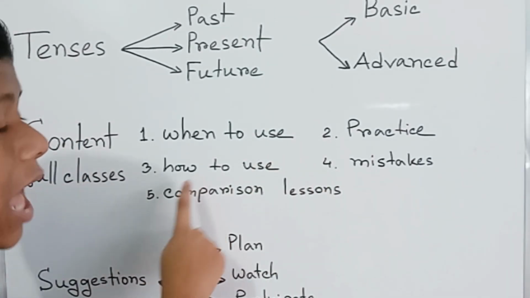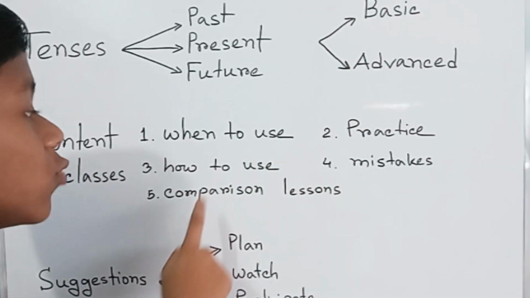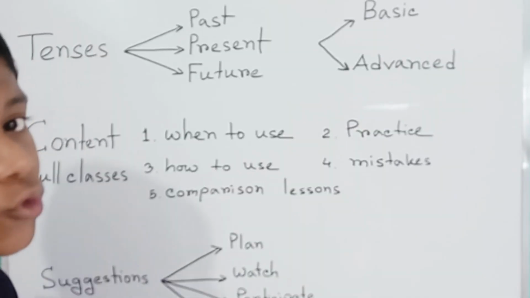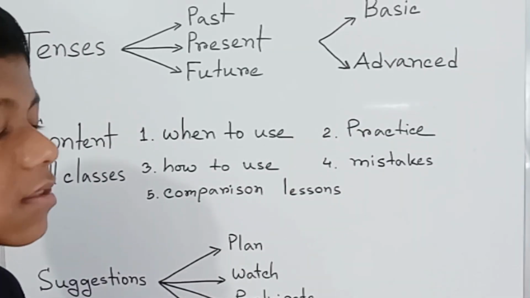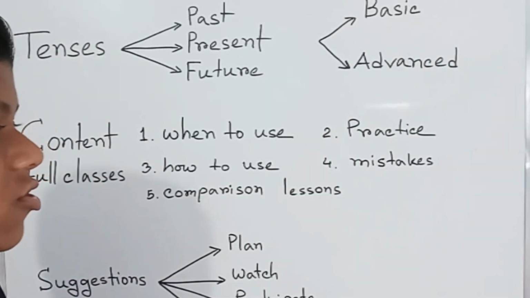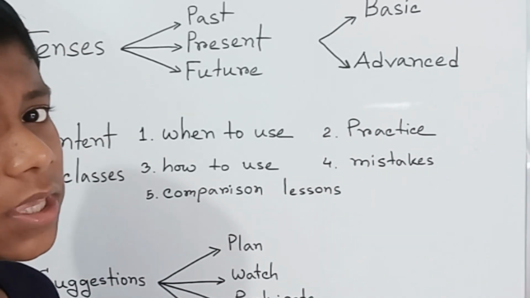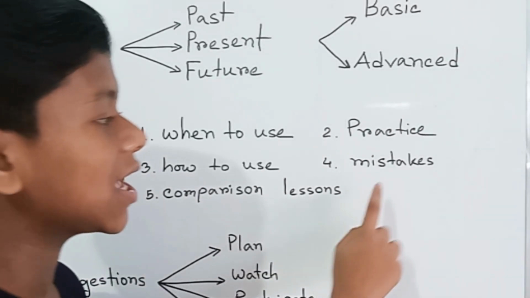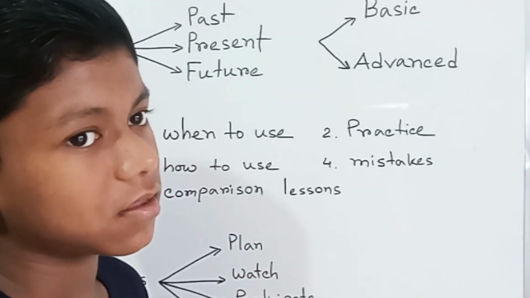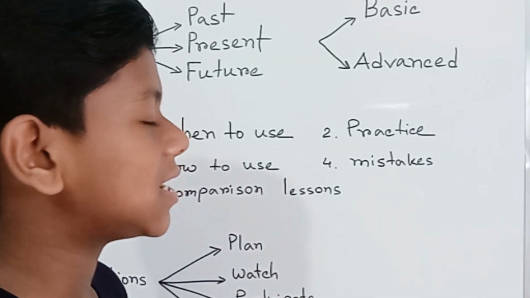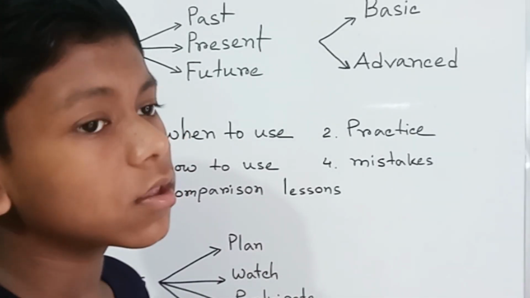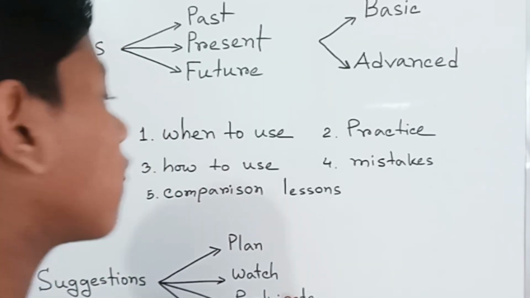Next is how to use. So next we have to understand how to use. We can use the tenses by understanding the structure. The next is mistakes. Most of the time we make mistakes in the tenses, but we have to solve those mistakes we often make.